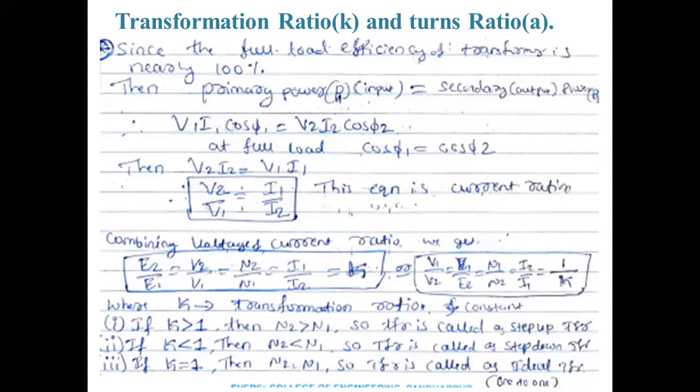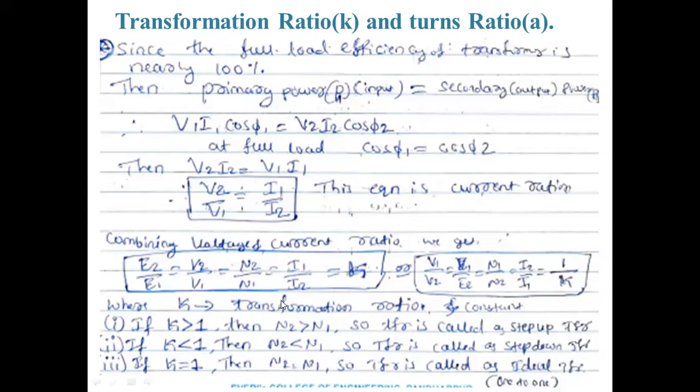If K is greater than 1, then it is called a step up transformer. How will I tell that? If the number of turns in the secondary is greater than the primary, that is step up. I have already told. Suppose hundred turns are here and 90 are there. Secondary is greater than primary, so obviously K will be more than one.